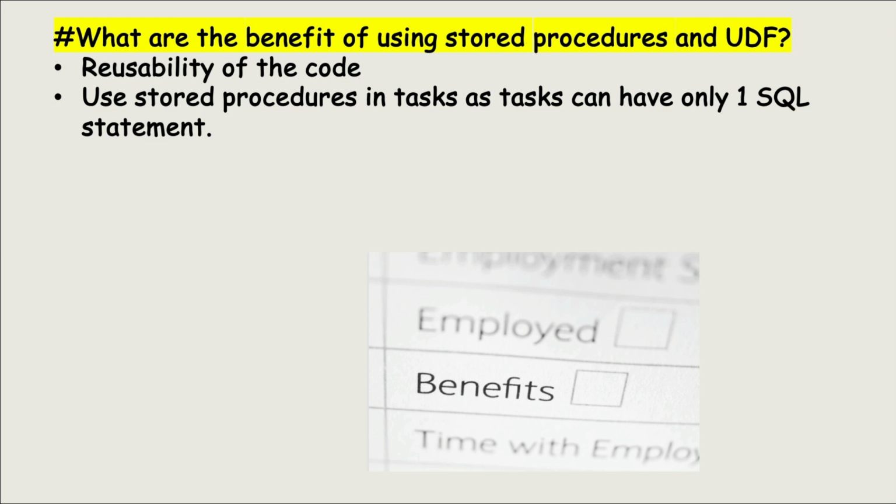We can use stored procedures in tasks, as tasks can have only one SQL statement. Tasks support only one SQL statement. So if you inserted rows into a table and then you wanted to update them, you cannot have two SQL statements inside a task. The way to overcome this problem is to use a stored procedure. We can call stored procedures in tasks, and these stored procedures can have more than one SQL statement in a particular order and they can be executed through the task.